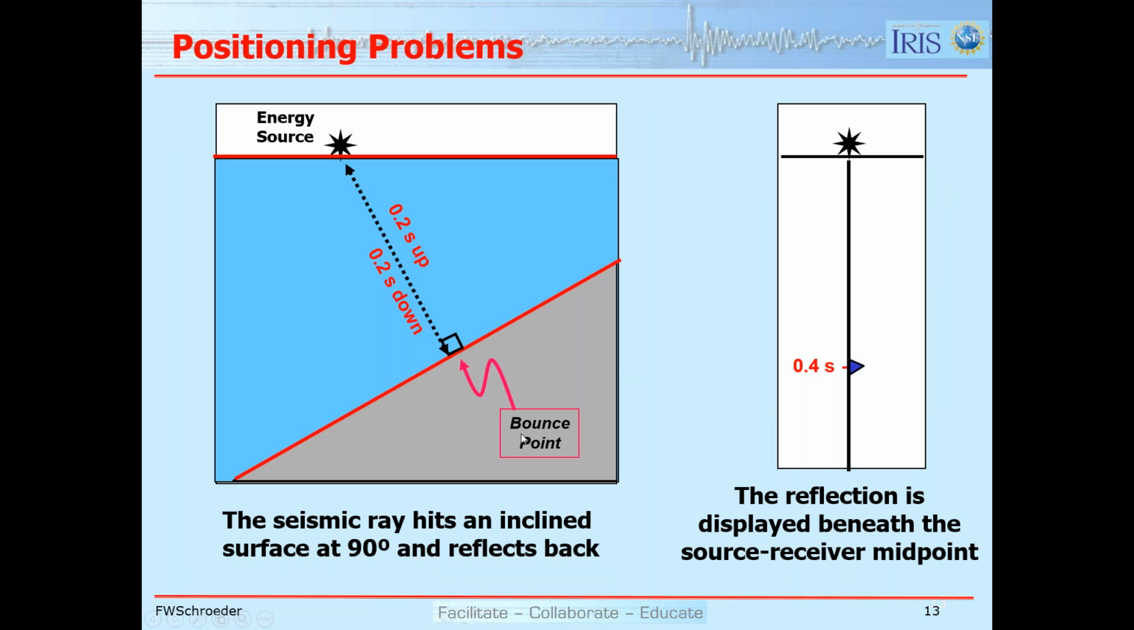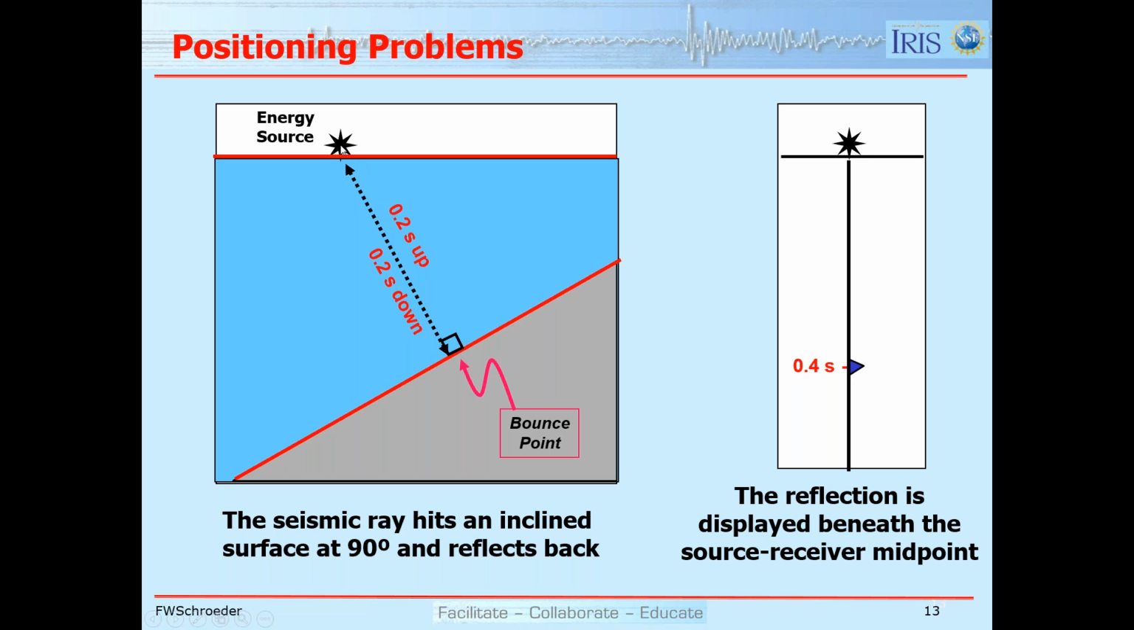We do have a positioning problem. I've been talking about flat layers. What if our interface is dipping or sloping or inclined? The energy source is up here. The energy will travel down, hit this surface at 90 degrees, bounce and come back up. This is for our zero offset. We have our receiver at the same location.